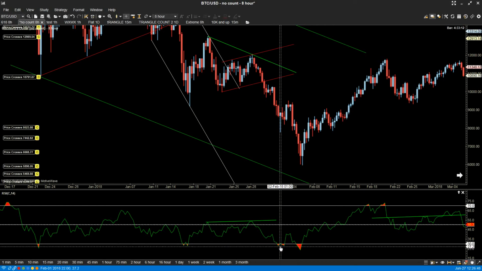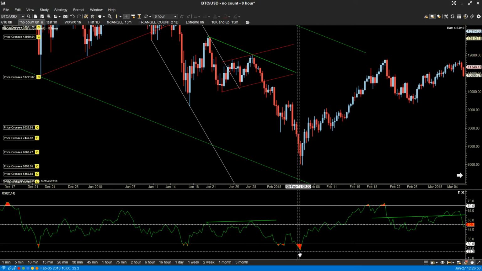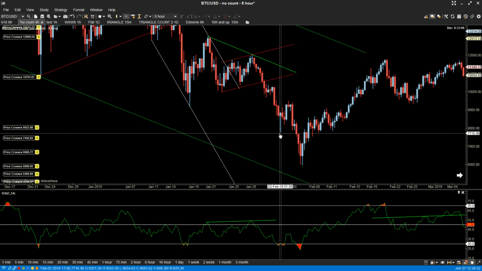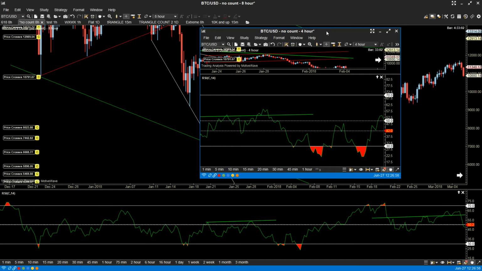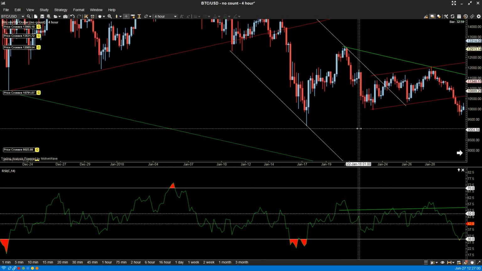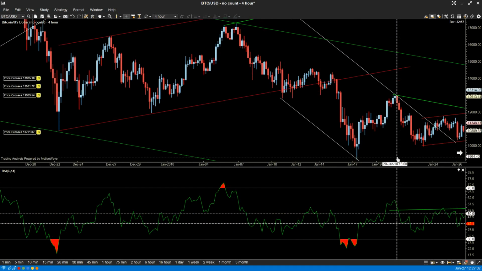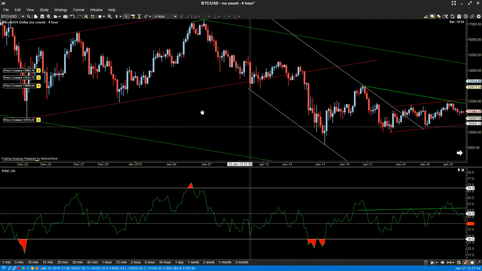You're going to leave when you touch the extreme area, this here, the orange or red, whatever color it is, or when you have divergence. Right here in the 8 hours, you don't see divergence. Of course, you're going to look at the 1 day and 4 hours and check. Did we get divergence right there?